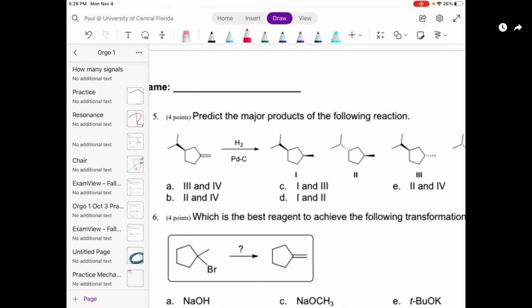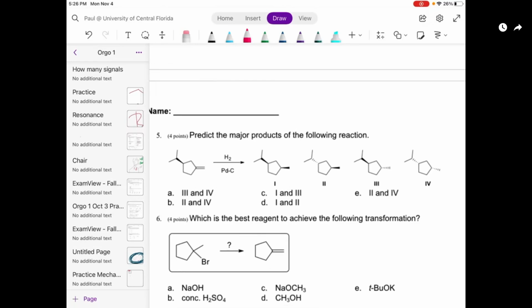Question 5. Zoom out a little there. So for question 5, this hydrogenation reaction here, we have to just remember how it occurs. So if we had something like this, we have a double bond there. Let's stick on an ethyl group there and isopropyl right there. Okay. The hydrogen atoms, when they come and add to that double bond in an addition reaction, are going to add syn. They're going to add to the same face.